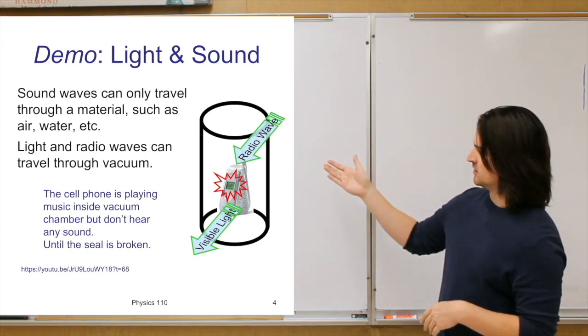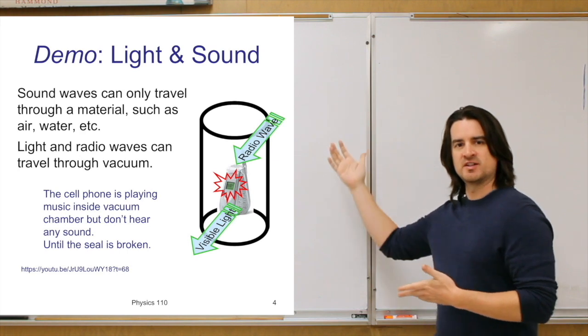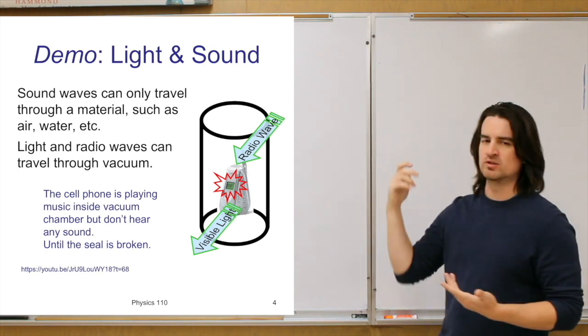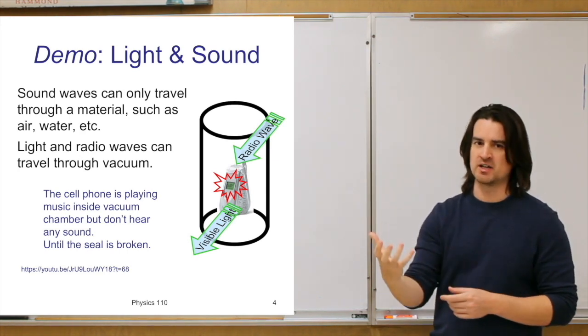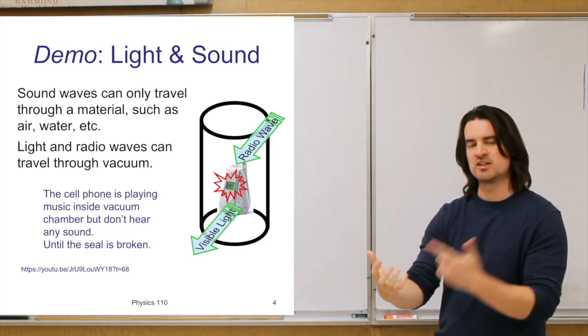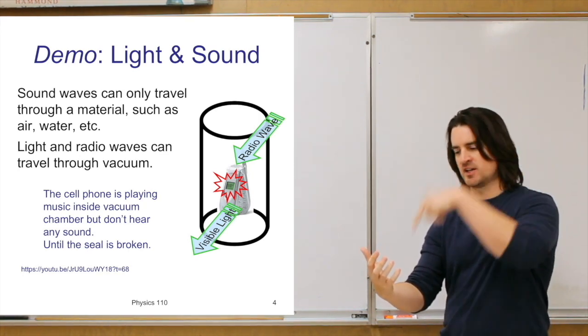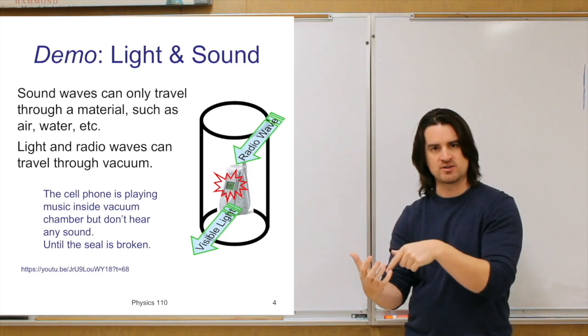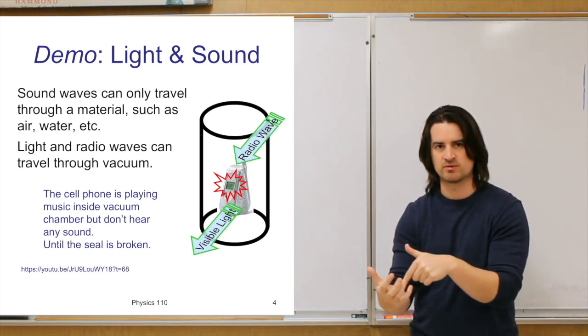And similarly, just another example of an electromagnetic wave, a radio: you could still call that cell phone, and you could see that it would light up and it would start ringing, meaning that the radio waves that are being transmitted to that phone are also getting through that vacuum. They don't need the air to propagate through.